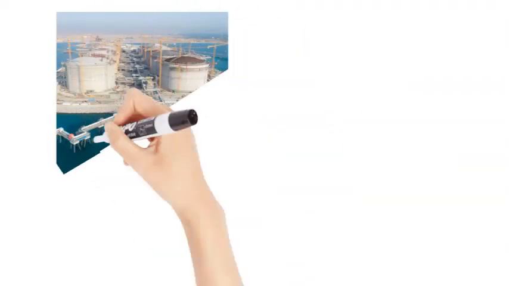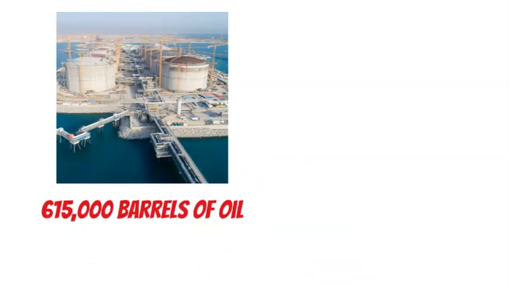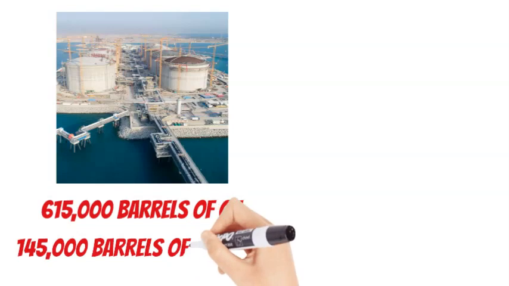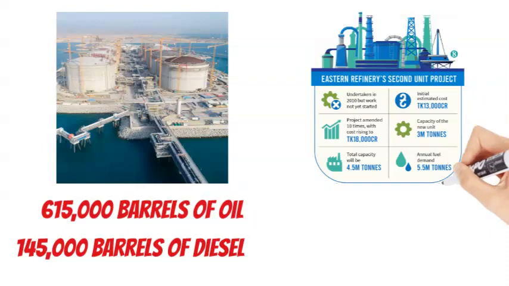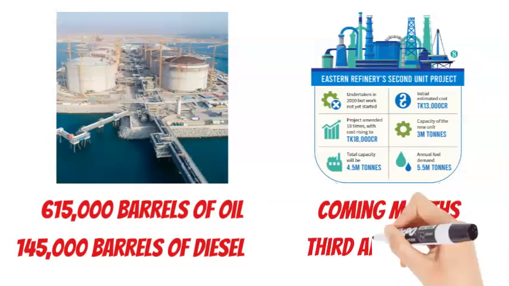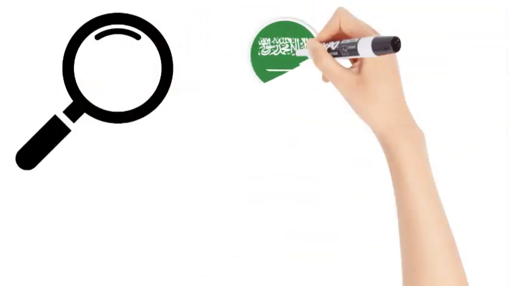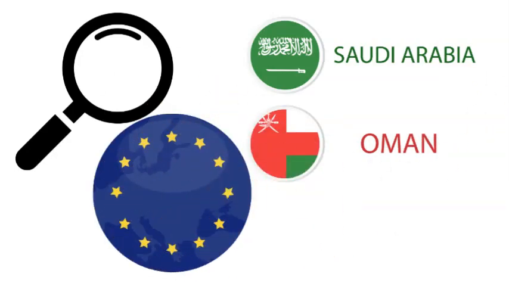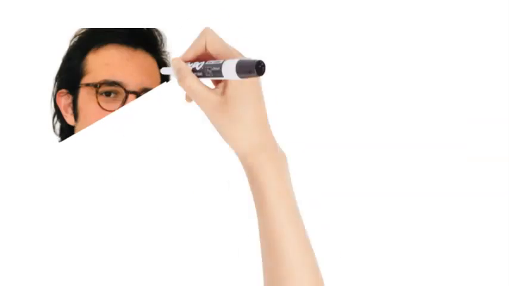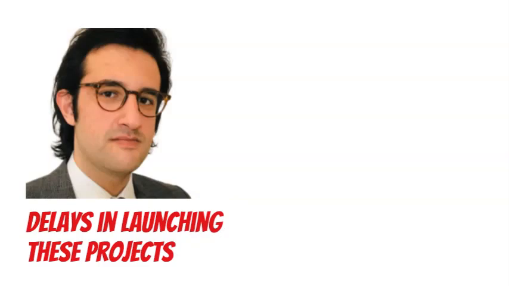Unfortunately, the Al Zour refinery has not yet attained full operating capacity, despite being able to process 615,000 barrels of oil and generate 145,000 barrels of diesel per day. Moreover, the refinery's second unit is expected to begin operations in the coming months, followed by its third and last line. It is anticipated that by the end of 2023, new refineries in Saudi Arabia and Oman will hopefully fill the diesel and fuel deficit in Europe. But, according to commodities researcher Ahmed Mehdi, there is a possibility that there could be delays in launching these projects.